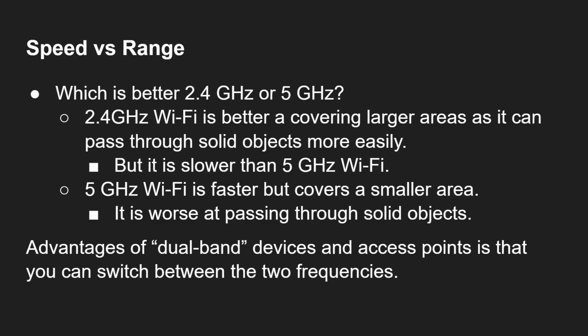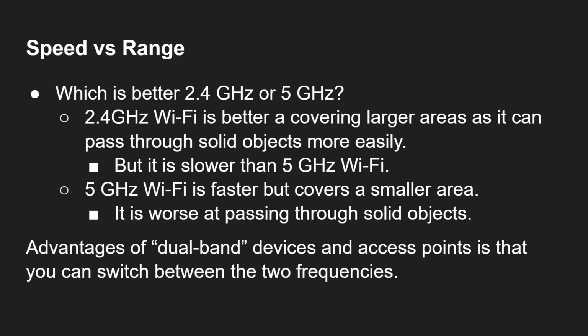But 5 gigahertz is faster. So you can get more data into a 5 gigahertz signal, and so you're going to get greater speeds. But because it's 5 gigahertz, you're going to get a smaller coverage because passing through solid objects is much, much harder. They bounce off rather than pass through or get dispersed.